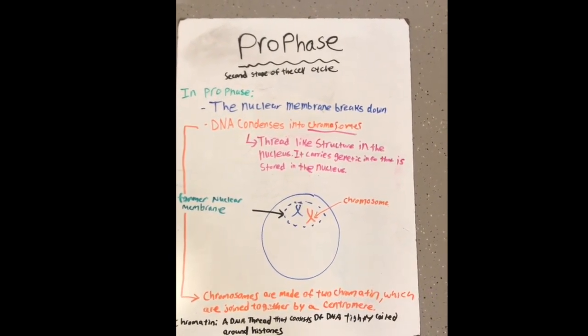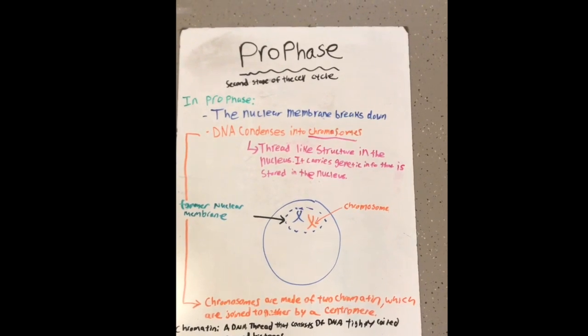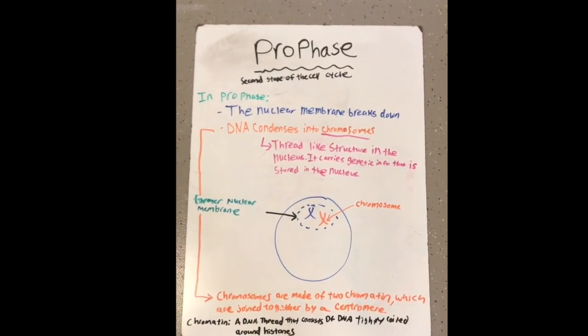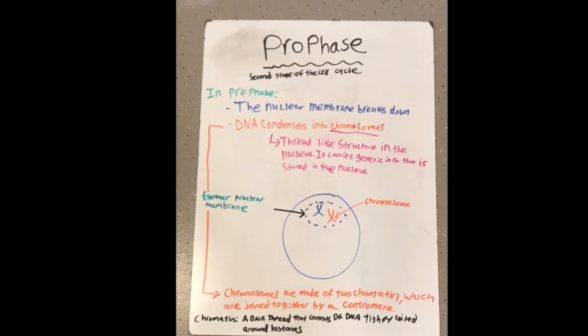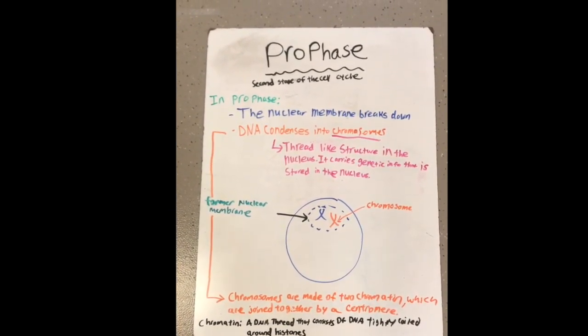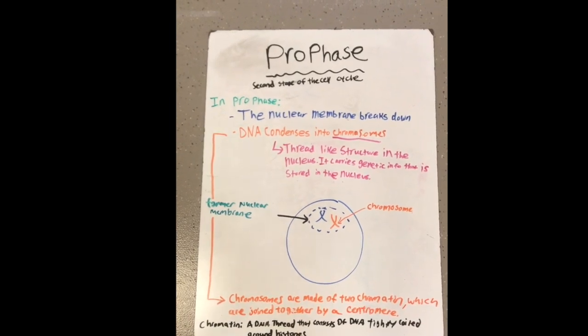Chromosomes are thread-like structures in the nucleus. They carry genetic information that is already stored in the nucleus. Chromosomes are also made of two chromatids, which are joined together by a centromere. And a chromatid is a DNA thread that consists of DNA tightly coiled around histones.